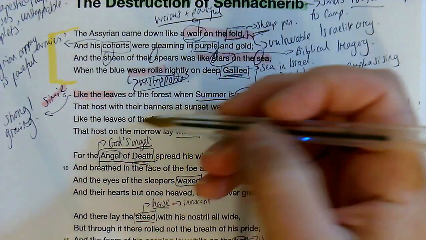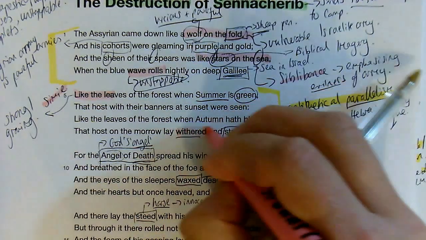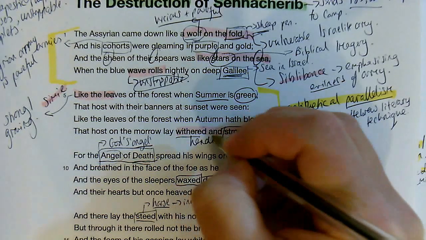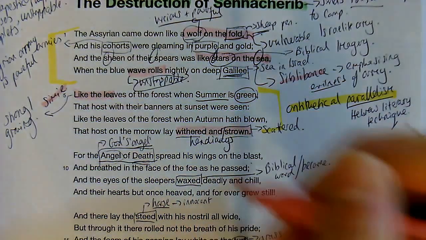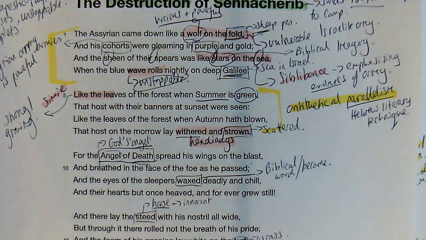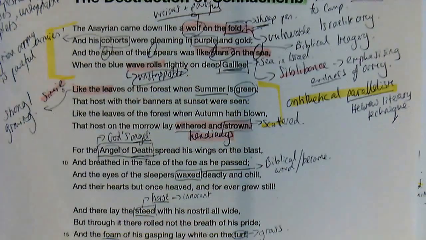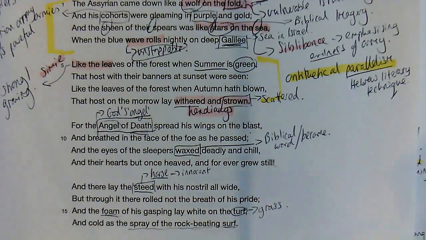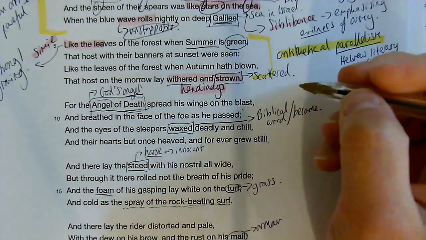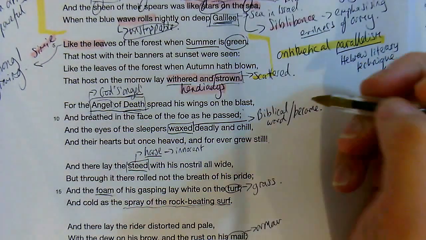Okay, so that host on the morrow lay withered and strown. And there's a few different moments of hendiadys throughout this poem. Just again emphasising how easy it was for the Lord in one night to breathe on them and for them to be withered and strown. For the angel of death spread his wings on the blast and breathed in the face of the foe as he passed. Hear that anapestic rhythm still going, even though the armies are dead.